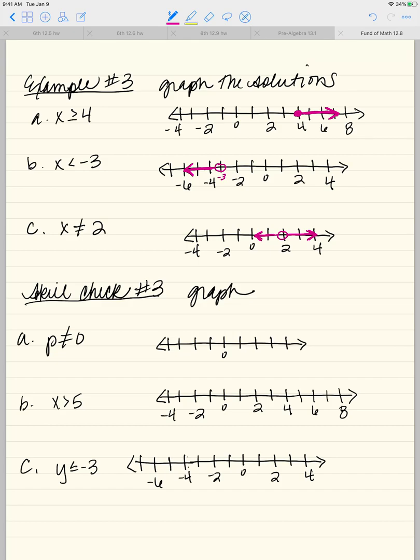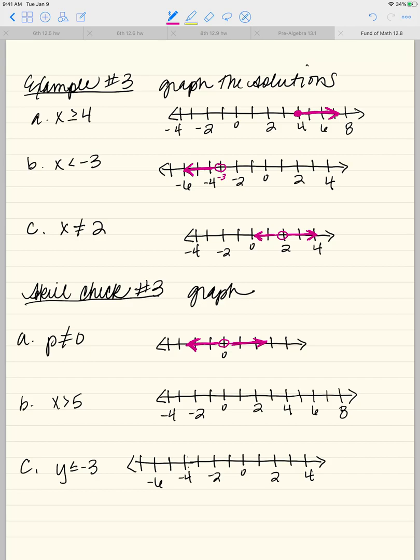Now, skill check number 3. Graph these. P is not equal to 0. So P is anything but 0. Open circle at 0. Arrow to the right as well as an arrow to the left, because P can be anything that is smaller than or greater than 0, but not 0.